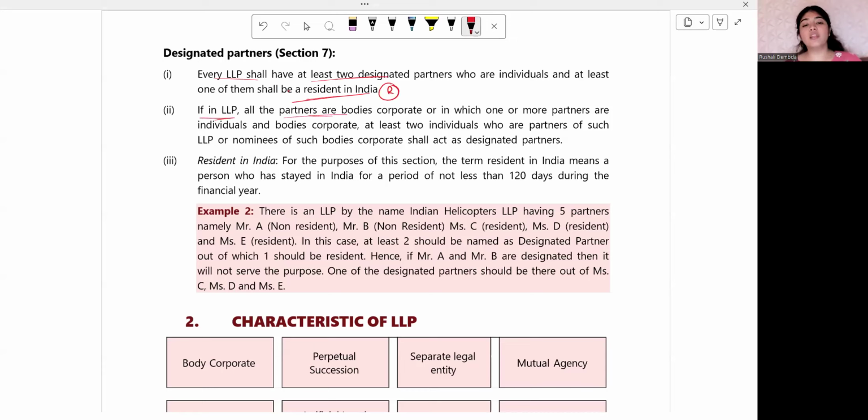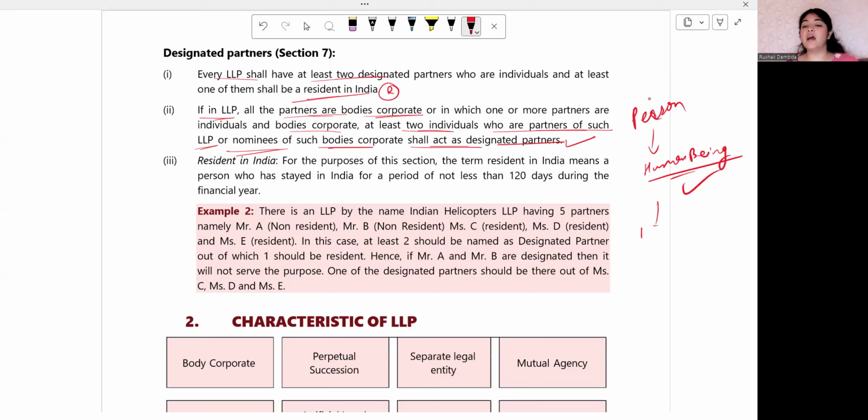If in an LLP all the partners are body corporates, or in which one or more partners are individuals and the body corporates, at least 2 individuals who are partners of such LLPs or nominees of such body corporates shall act as designated partner. Who will act as designated partner? Only individuals or nominees of body corporate. Person can only act. Person means in our normal definition, person is a human being, right? Human being can act as a designated partner.